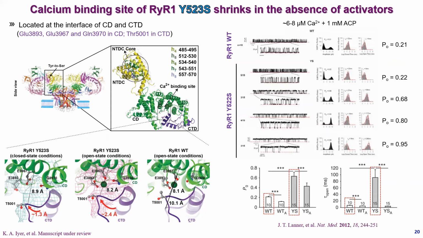Already published single channel recording for this particular mutant shows that in the presence of low concentrations of calcium, 6 to 8 micromolar, the channel open probability ranges anywhere between 0.2 and up to 0.95, and is significantly higher than that of wild type. Not only is the channel open probability increased, but also the channel open time is increased for the mutant as compared to wild type.